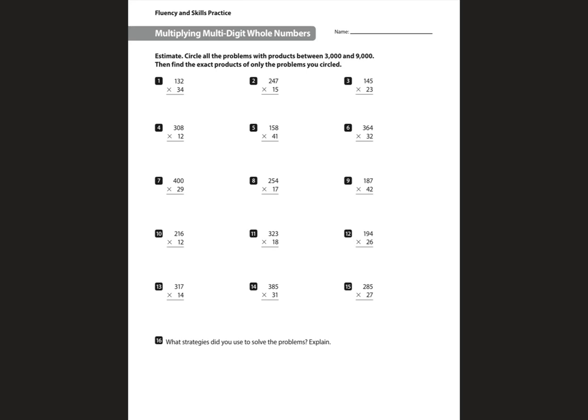Hey guys, so this week we are reviewing multiplication. We say reviewing because you've already learned this in 3rd and 4th grade. You learned the area model way and the partial products way, and we will add one more way to multiply this week called the standard algorithm. So let's go ahead and begin with number 1.